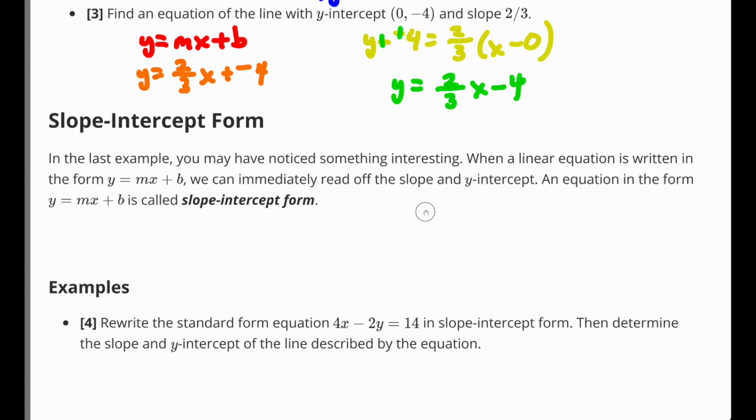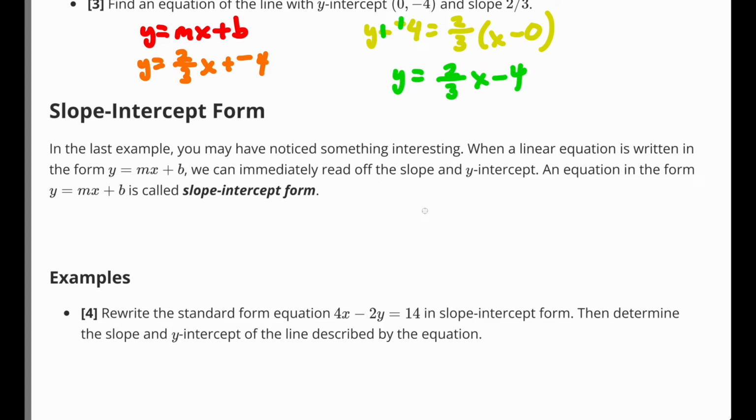It does not specify which one to do, so I would just do the easiest one whenever they don't specify. All right. In the last example, you may notice something interesting. When a linear equation is written in the form y equals mx plus b, we can immediately read off the slope and the y-intercept. I kind of talked about that. An equation in the form of y equals mx plus b is called slope-intercept form.